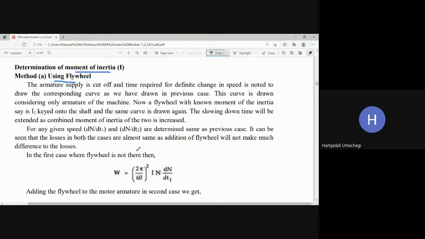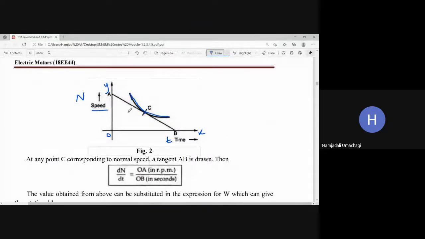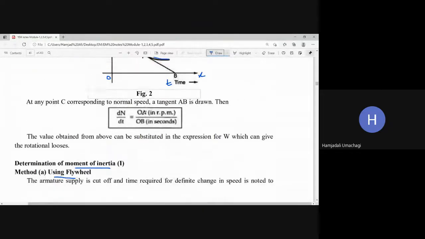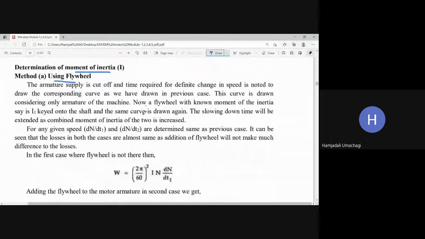For the first case, don't connect any flywheel. Without connecting the flywheel, disconnect the power supply to the motor, and then the speed is going to come down. Note down the decrease in speed for different definite intervals of time and draw the graph. That graph is similar to this one. This curve is drawn considering only the armature of the machine.